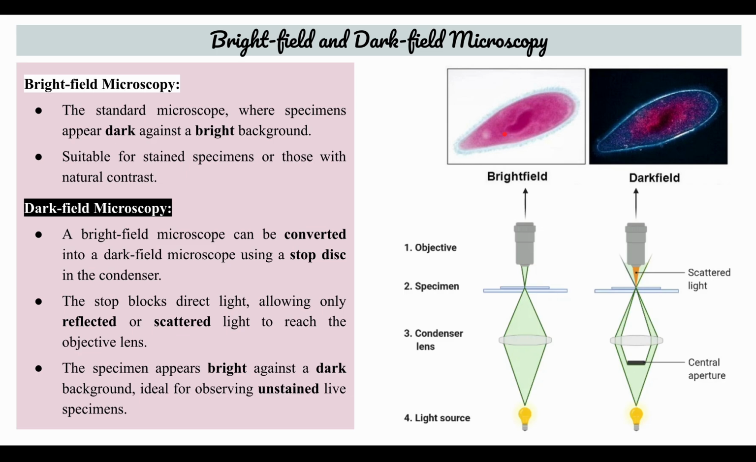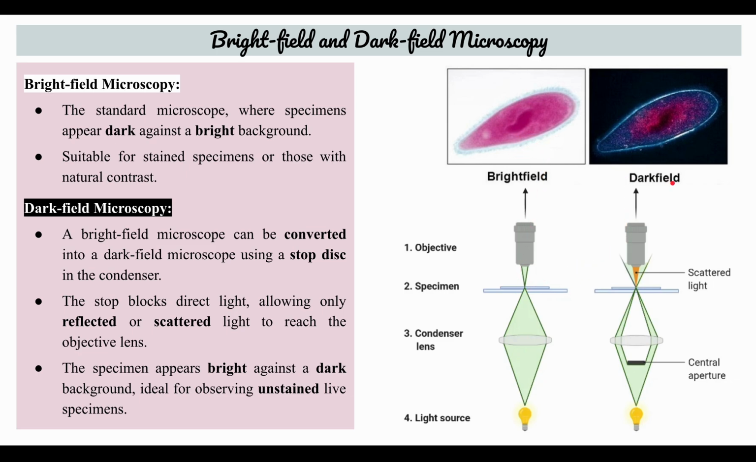So for that case, we go for dark field microscopy. A bright field microscope can be converted into a dark field microscope, and the one thing which we need to add to bright field is the stop disc, which is added before the condenser lens. In case of bright field, the light passes through the condenser, it is focused on a specimen, and then from the specimen it is collected by the objective lens and ultimately by the eyepiece, and you can see the image.